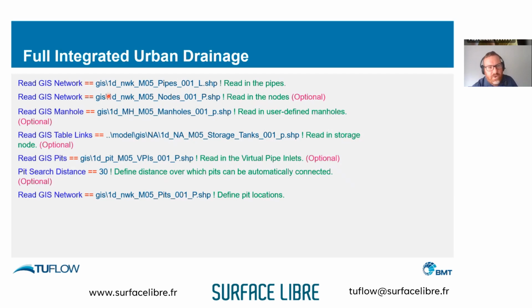Fundamentally, to have a 1D, 2D connected pipe network, all you need is the pipe layer and the pit layer. However, each of the other ones is optional. So if you want a bit more control over the nodes, you can add in a 1D node layer. If you want more control over the manholes, you can have a manual 1D manhole layer. Remember, just with the pipes, nodes and manholes are automatically generated. So we're just overriding those automatically generated nodes and manholes.